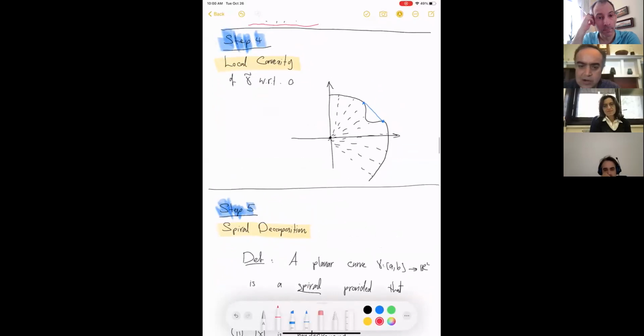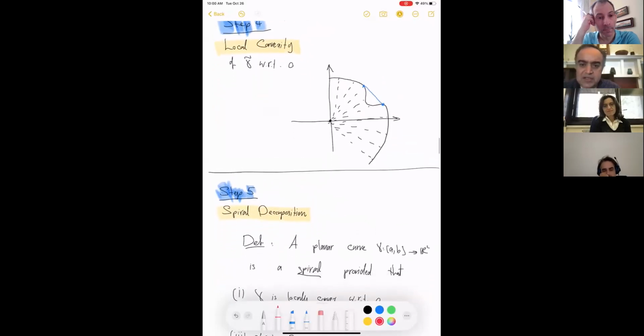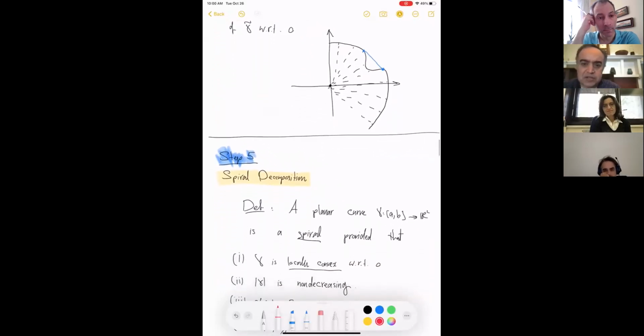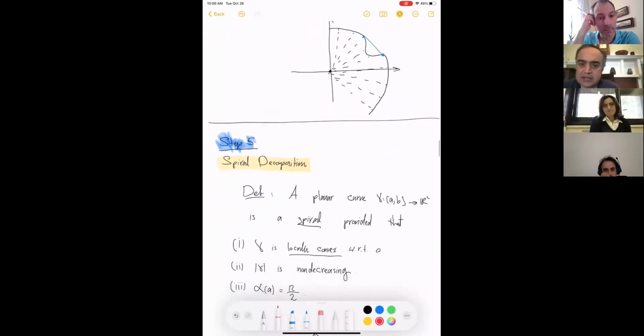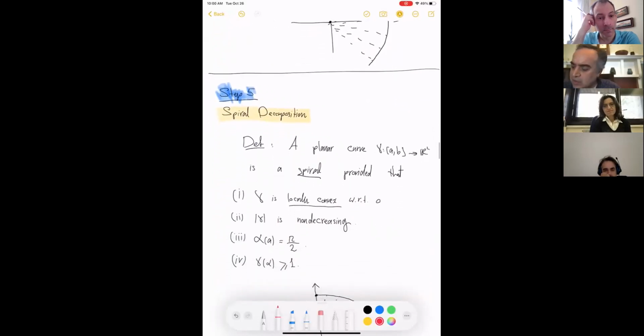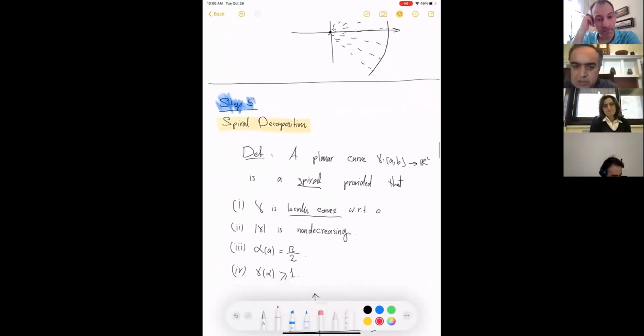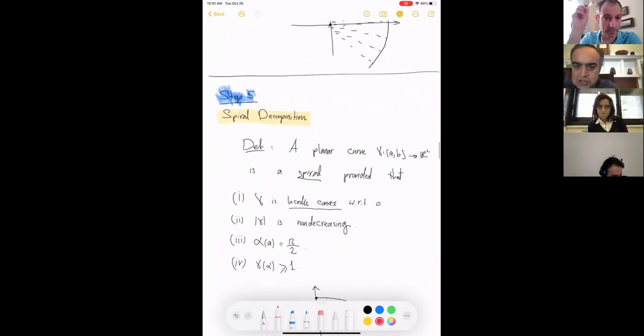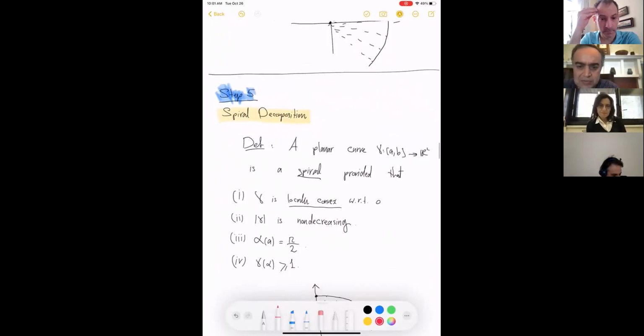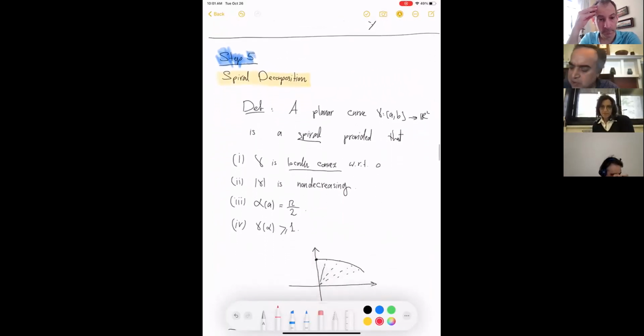So this curve, I need to decompose it into a bunch of segments so that the efficiency of each segment is less than 2. It turns out that it satisfies a decomposition that we call a spiral decomposition. So what's a spiral? I guess this is the part which is subtle.